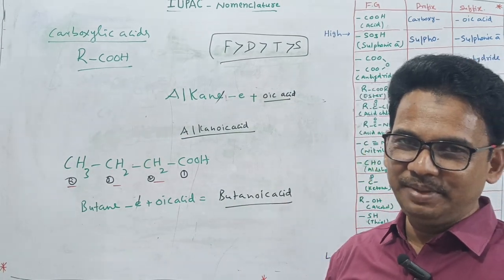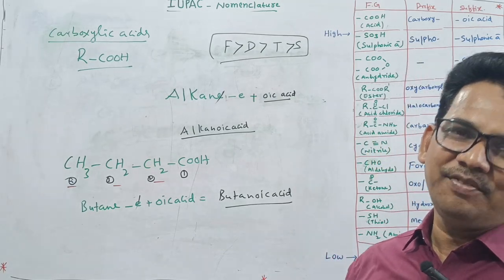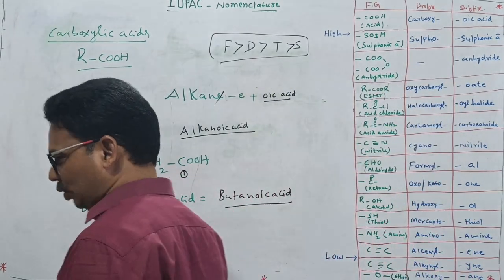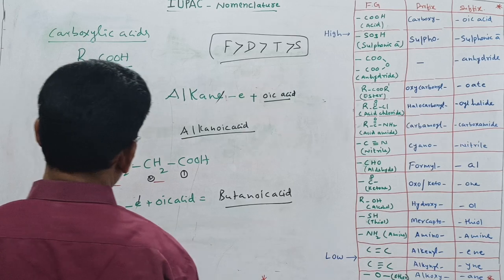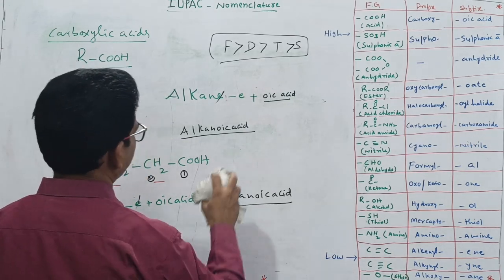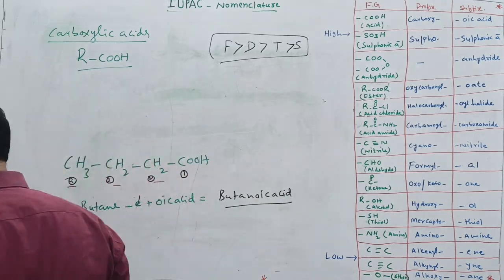Sometimes what happens is that there will be multifunctional groups. What do we have to do at that time? I will give an example. Okay, butanoic acid, this one. Then shall I write another example?